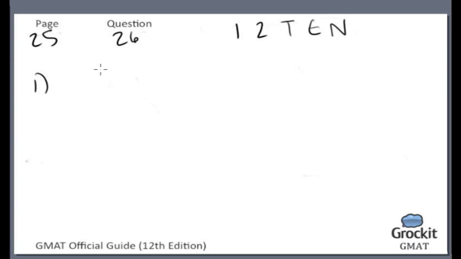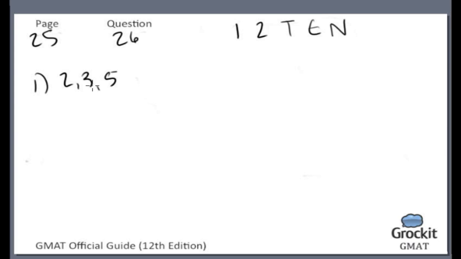And on to question 26, also on page 25. Again, our answer choices are over here. So, what is the value of the integer p? For this one, of course, there's very little prediction. We actually just need something to tell us about the value of integer p. Statement 1 tells us that each of the integers 2, 3, and 5 is a factor of p.